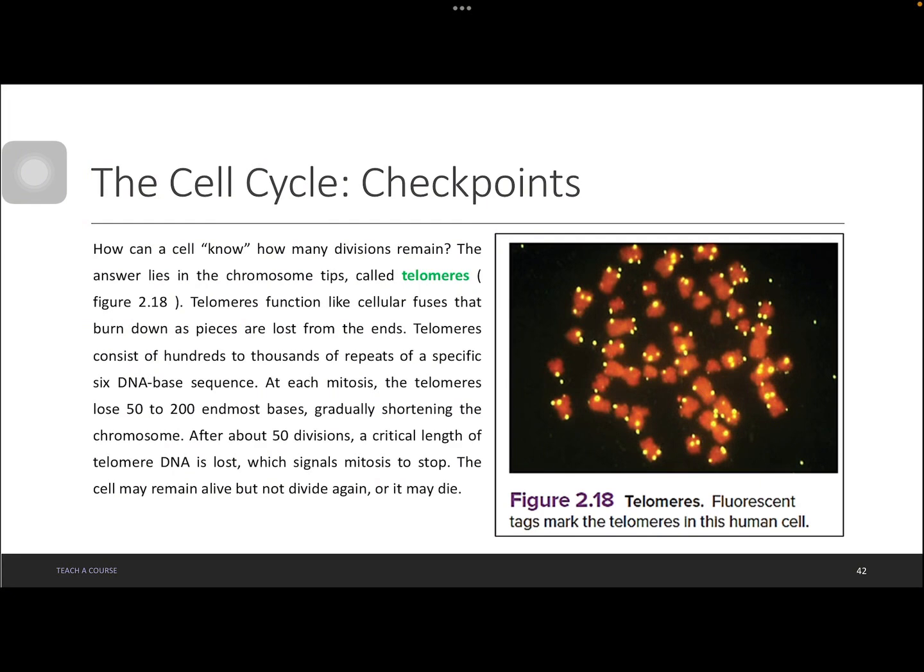Sir Sai, how does the cell know if it will still divide or not? We have what we call telomeres. Telomeres actually function as cellular fuses. Over time, every time the cell divides, the telomeres get shorter. Each mitosis, each division, the telomeres will lose 50 to 200 bases. So the telomeres are what check if the cell still needs to divide or not. Its function is like a fuse.